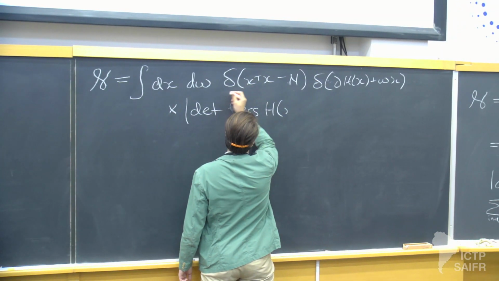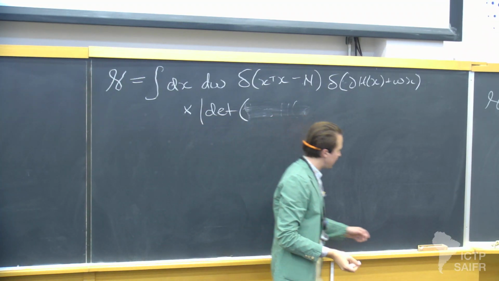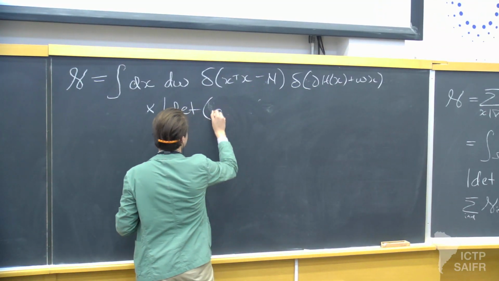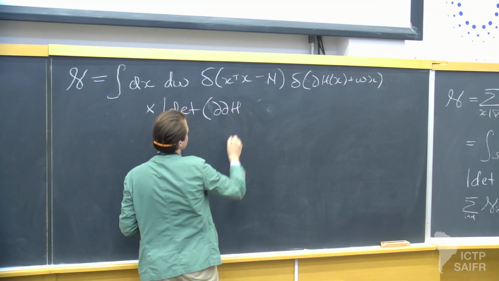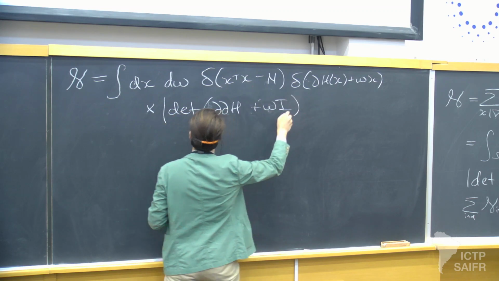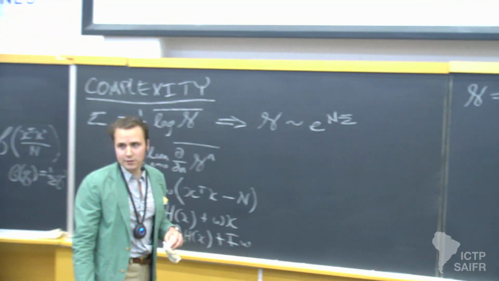Oh, sorry. I'm not going to write the Hessian. I'm going to write this form that I just made up from the Lagrange multiplier, the double derivative of h in a matrix form plus omega I. And now I'm also going to add 2 other delta functions, like you saw.